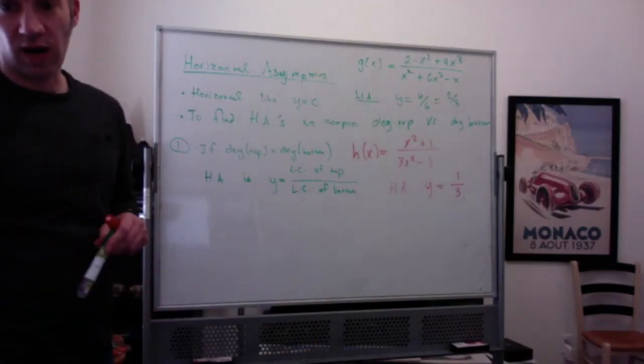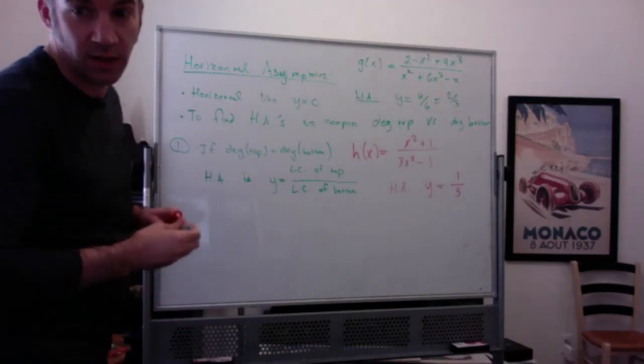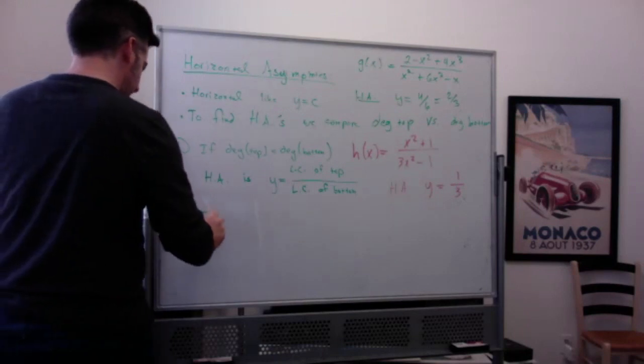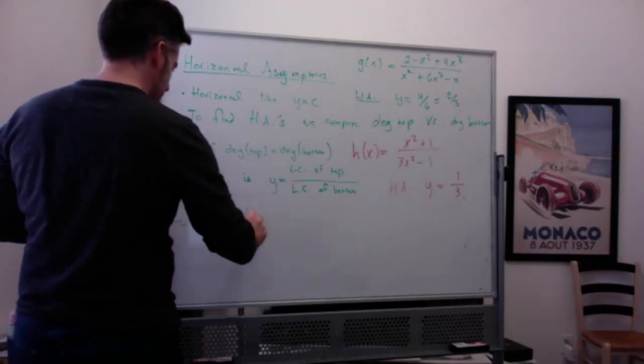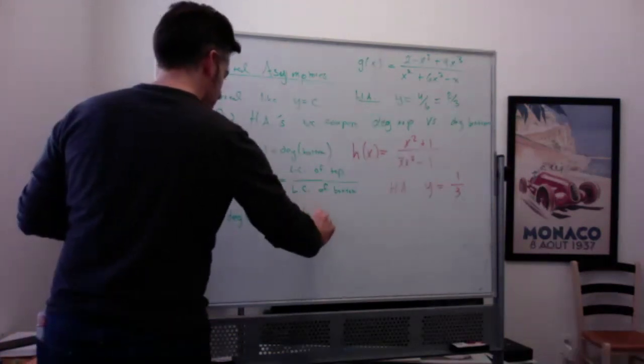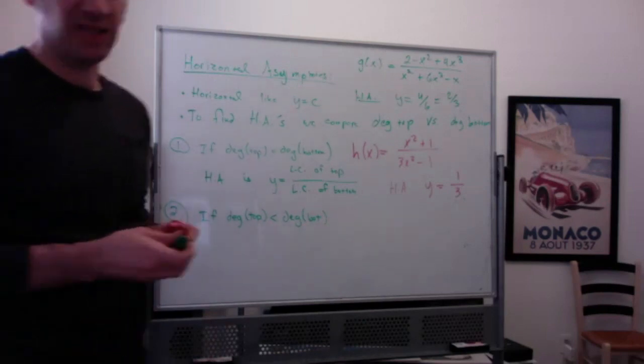But then there are two other things that can happen. If the degree on top is less than the degree on the bottom, then the horizontal asymptote is 0.